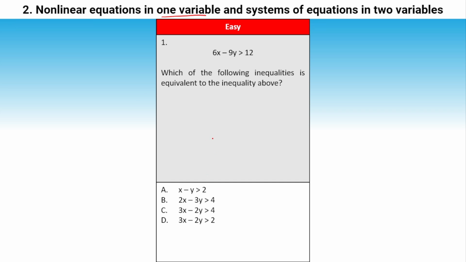Which of the following inequalities is equivalent? Simply here take 3 common. 3x minus 3y is greater than 12, that is x minus, no, there should be 2, like 3 to 6. So 2x minus 3y should be greater than 4, so B is your answer.